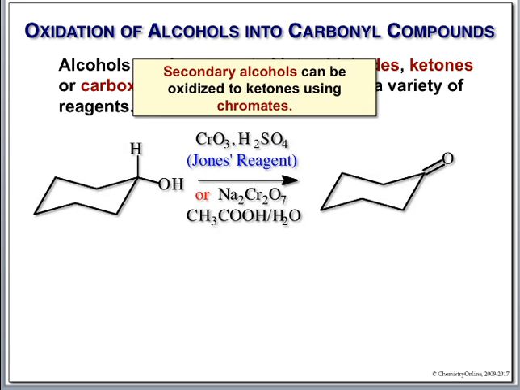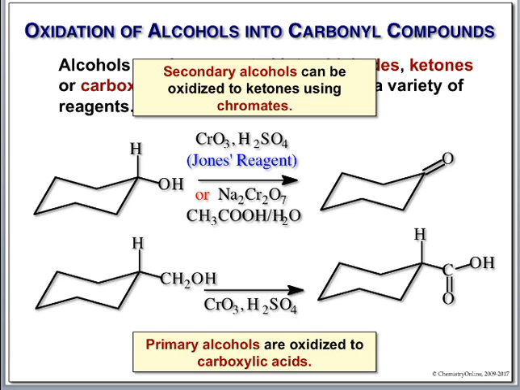If we did Jones reagent with this particular compound, we would get the ketone. Chromic acid and sulfuric acid, once again, is a very powerful oxidizing agent. If we compare PCC versus chromate for the primary alcohol, again, we would go all the way to carboxylic acid. PCC stops it at the aldehyde.